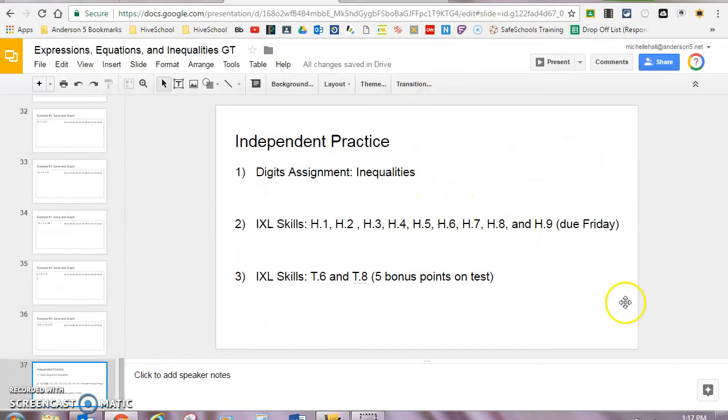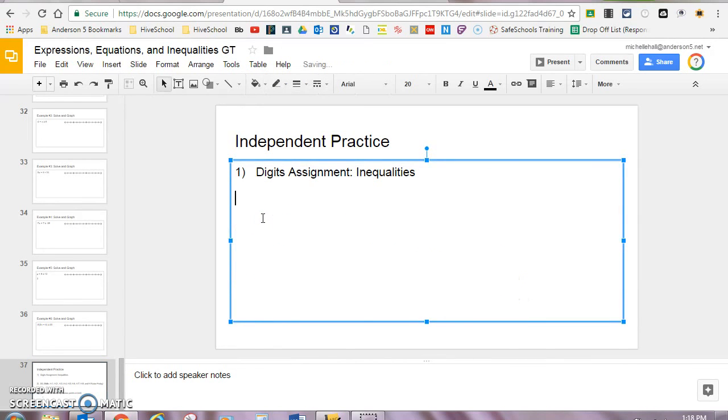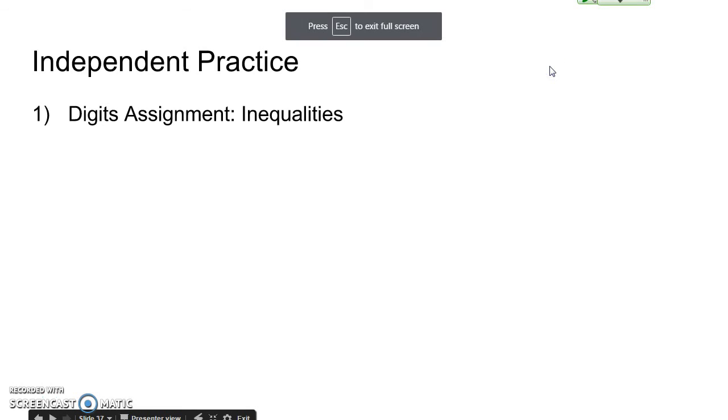All right, and I don't want you to do all those IXLs. I'm taking that off. Just the digits. We already did the IXLs. All right, digits assignment on inequalities is ready to go for you. Let me know if you need help.